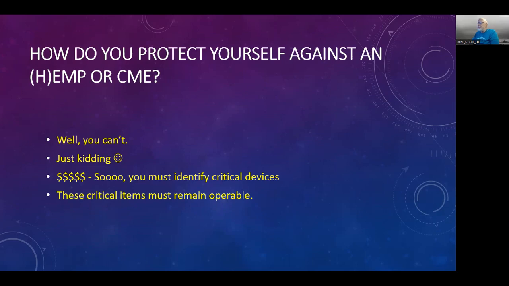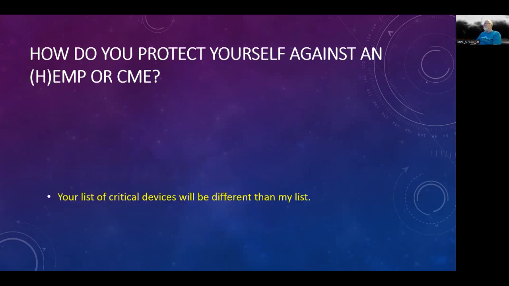Ideally, these critical items must remain operable no matter how intense the EMP signal is, because remember, we're not talking just about 50,000 volts per meter EMP yields, but we're also talking 200,000 volts per meter EMP yields. So critical items must remain operable no matter how intense the EMP signal is, and no matter when it occurs. It could happen at 3 in the morning. It could happen at 3 in the afternoon, whenever the bad guys decide to do it.